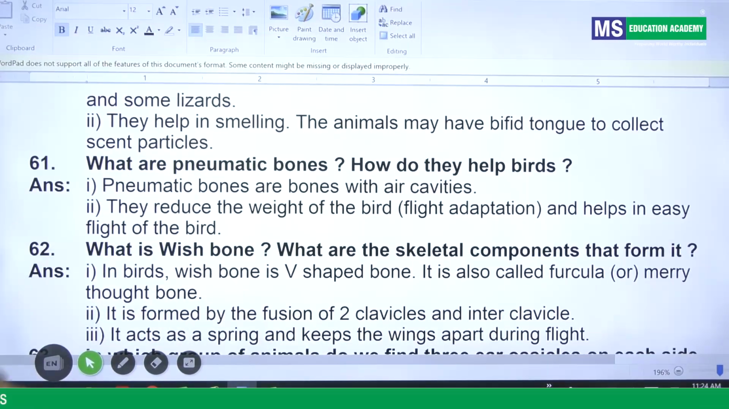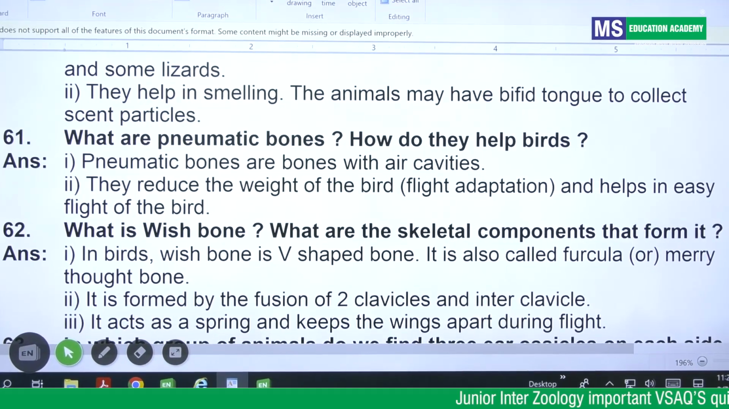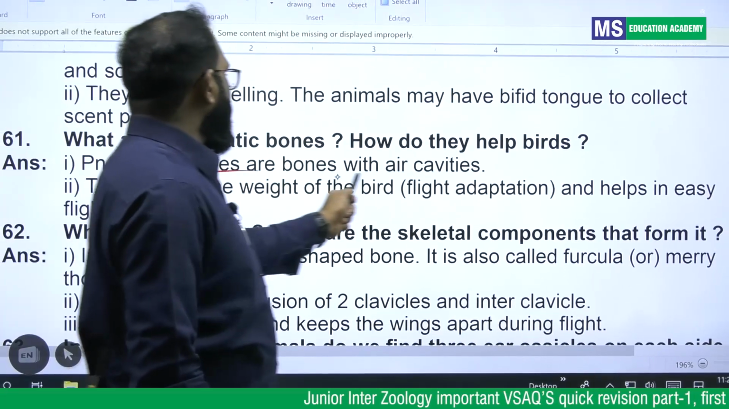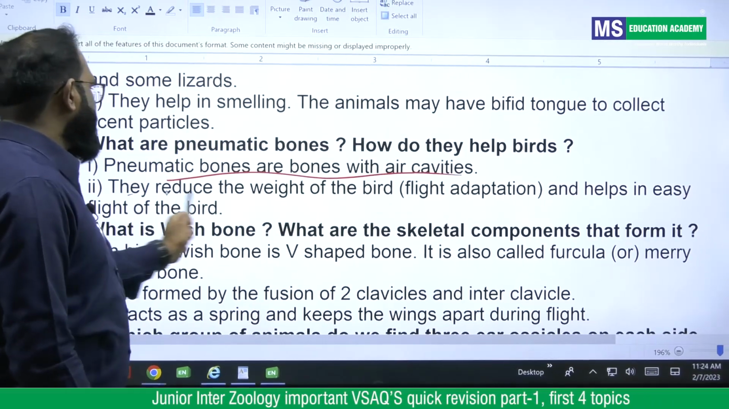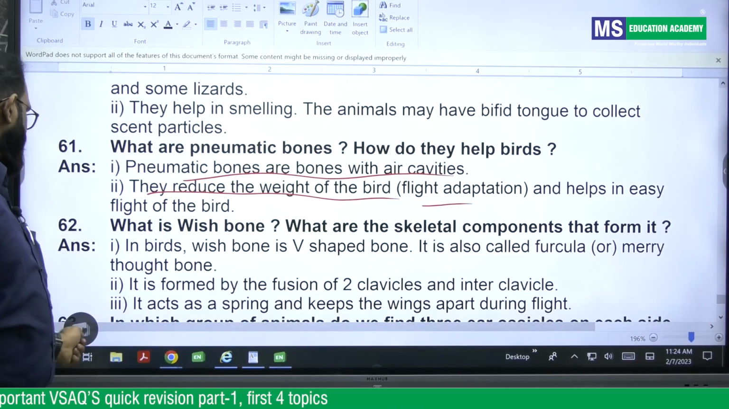What are pneumatic bones? Pneumatic bones are having air cavities. They reduce the body weight. It is a flight adaptation in birds.